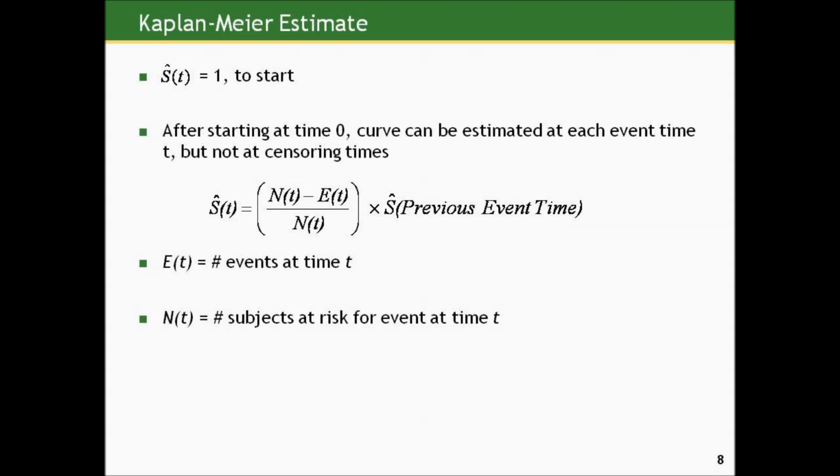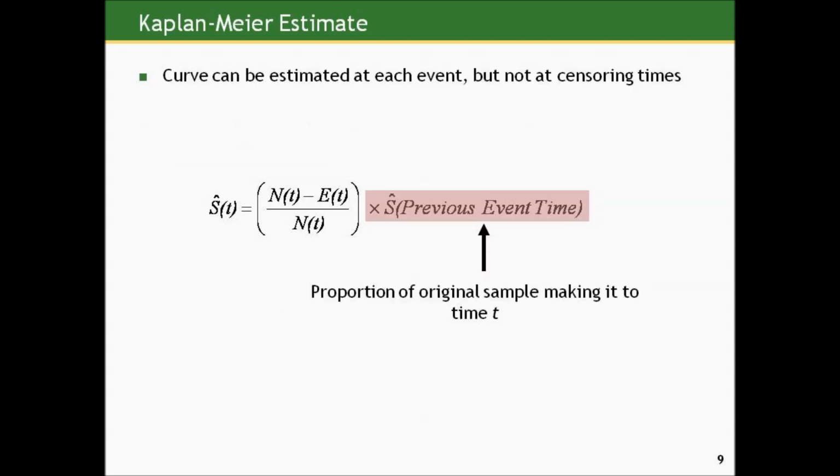What we have to do at each event time is track how many people were around right before that time, and ergo were at risk in our sample to have the event at that time. And then we also have to keep track of how many of those who were around actually did have the event at that time. And the way we estimate the cumulative proportion of the original sample who remained event-free at a given time is we do it piecewise. We first look at the proportion of the original sample making it up to that time. That's the proportion of people who were around right before that time from the original sample who could have the event at the time we're looking at.